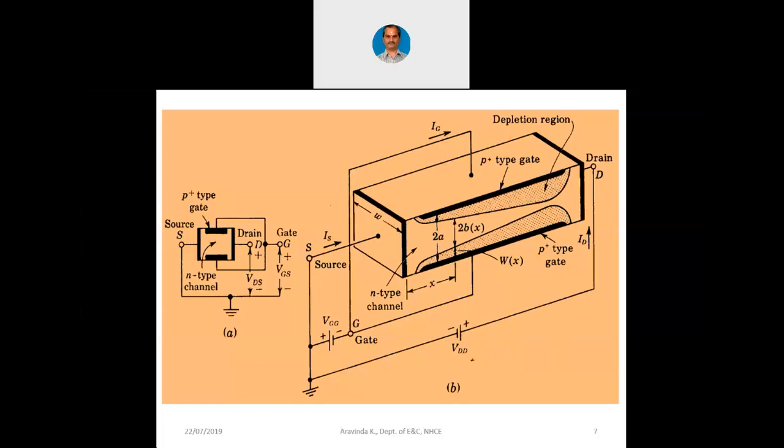Pinch-off region in the sense, in this region, the physical channel will not exist at all, because the complete N-type area will be depleted of the charge carriers, because of the extension of the depletion region. But until then, as we keep on increasing VDD, current keeps on rising. Why? Because you know that V equals I into R.